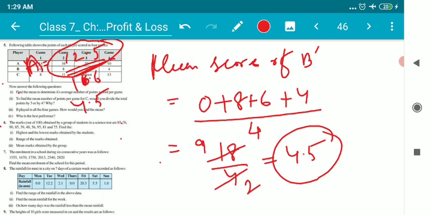Children, this is how we have to deal with this kind of question. I believe it's clear to everyone. If there are any doubts or confusion, please let me know.